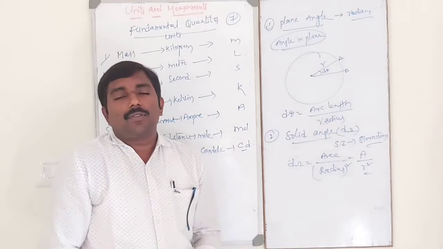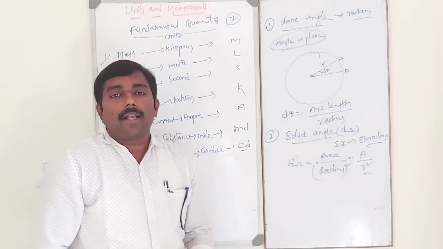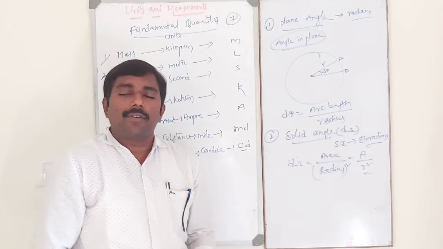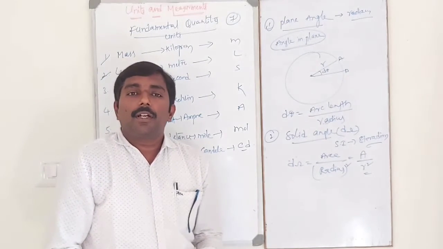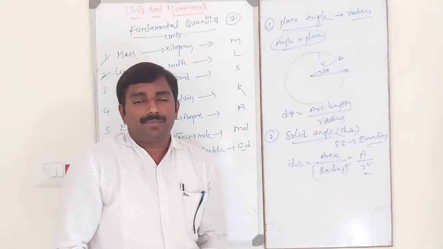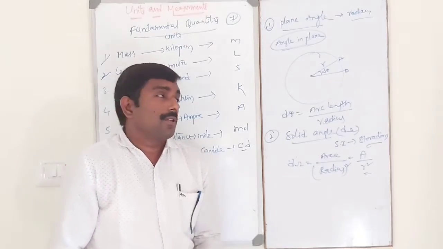For large distances, which method is used? Parallax method. That is used to find out the distance of stars or planets. So which method? Parallax method, by using which we determine the distance of large-distance bodies.